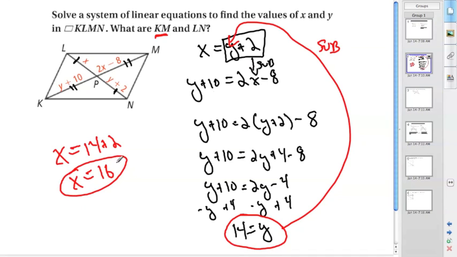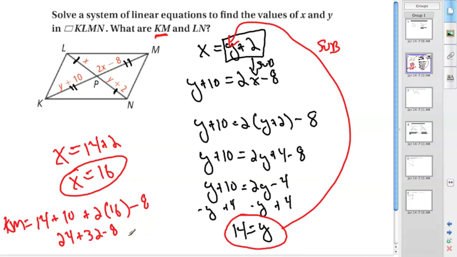So y is 14. So K to M is equal to 14 plus 10 plus 2 times 16 minus 8. Again, K to M is the whole segment, so I'm doing segment addition. So we have 24 plus 32 minus 8, which gives us 48, is equal to KM.